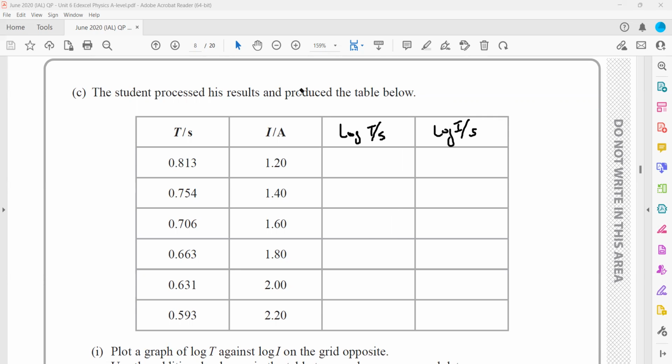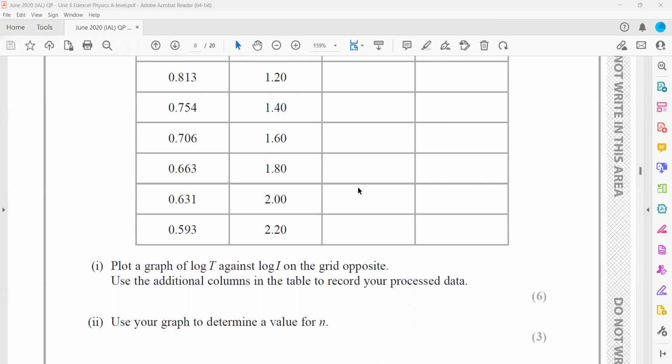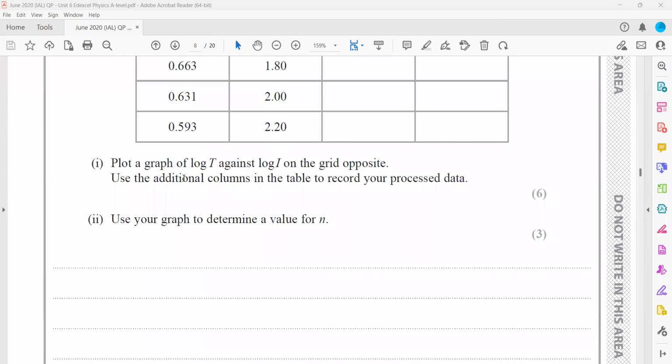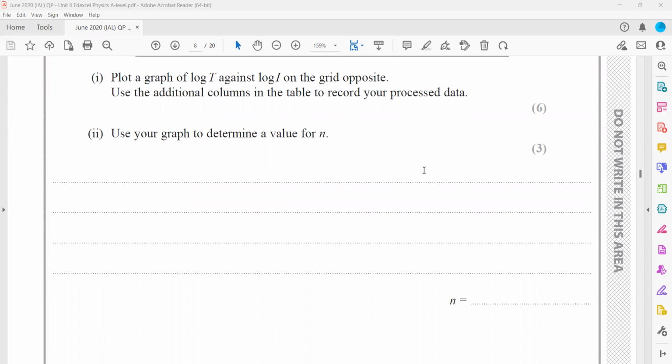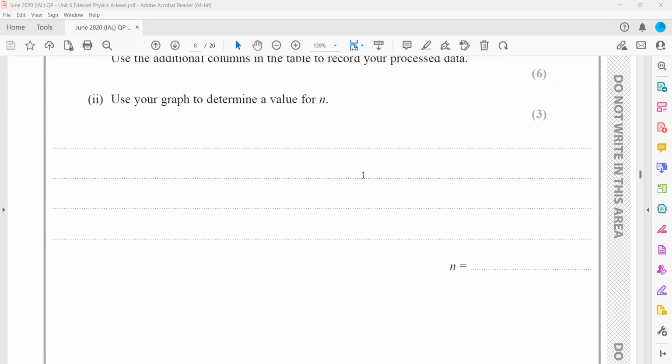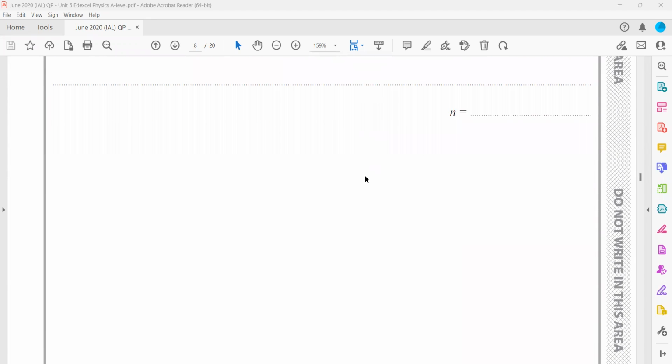columns. So you just have to take the logarithm of this and plot here, and log of 1.2 and mark here. And then for all the results, you have to find the log. Then plot a graph: plotting a graph for log t against log I on the grid opposite. Plot a graph and use the additional column in the table to record the data. Then use your graph, as we identified that the gradient should be n.